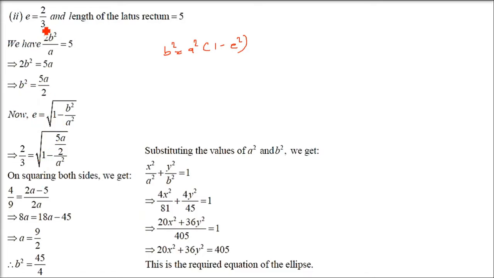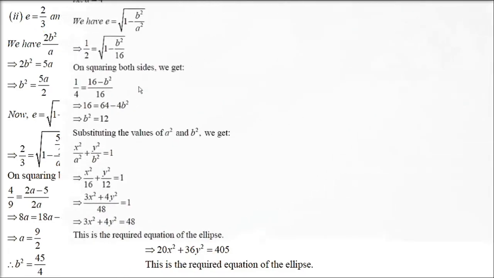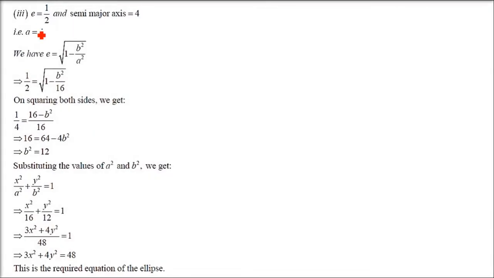When you put b square equals 5a by 2, and put it here with 2 by 3 as e, you are going to get a is 9 by 2. Now b square and a square you can find out and put them in the equation we know, in place of a square and b square. Normally you take a square and b square, right? Whenever you find a, find a square, whenever you find b, find b square, and this is the equation.